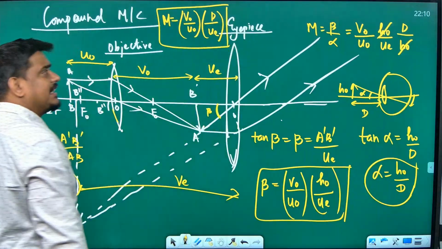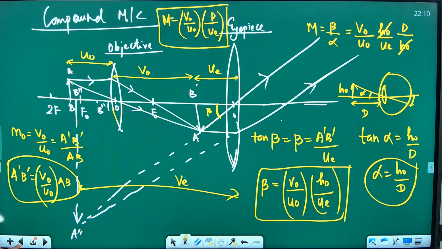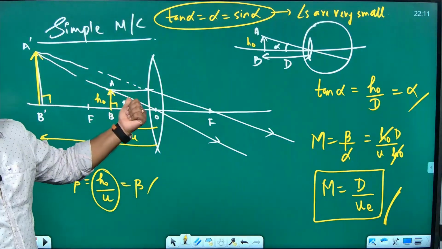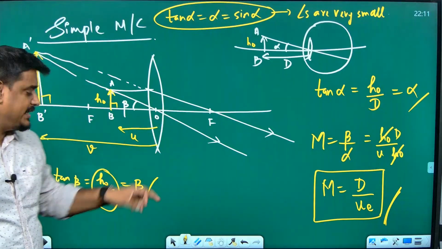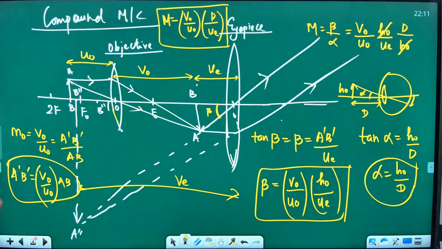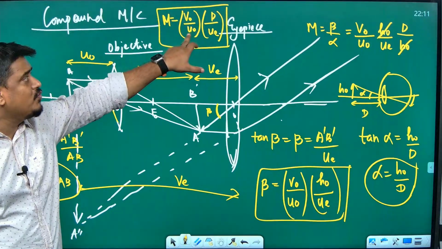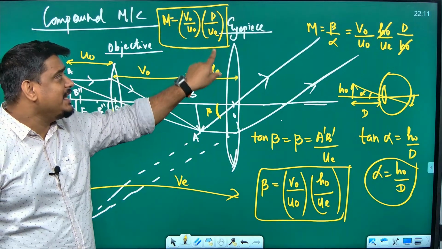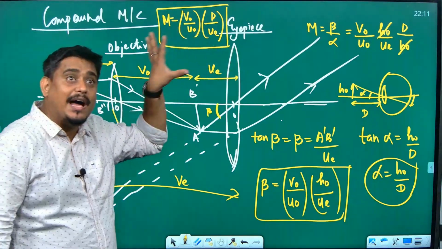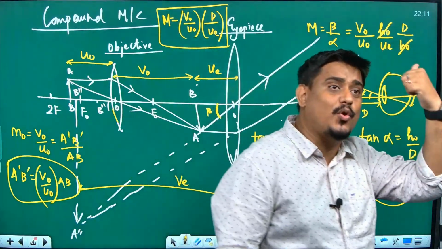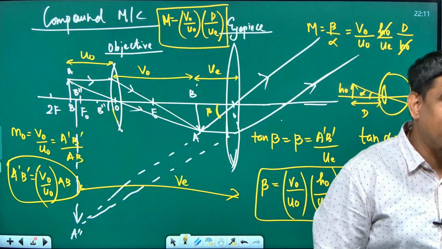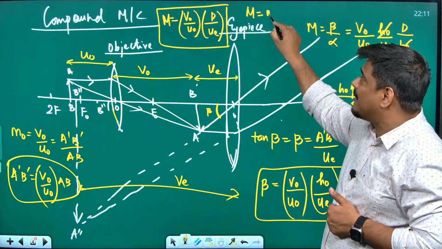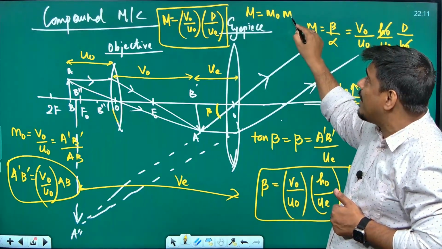If you remember the previous derivation, this D by UE is not new for you. We already got D by UE for this magnification, isn't it? Basically, VO by UO is the magnification of the objective. D by UE is the magnification of the eyepiece. So, the eyepiece is acting like a simple microscope. Can I say the magnification of a compound microscope is the magnification of objective into the magnification of eyepiece?